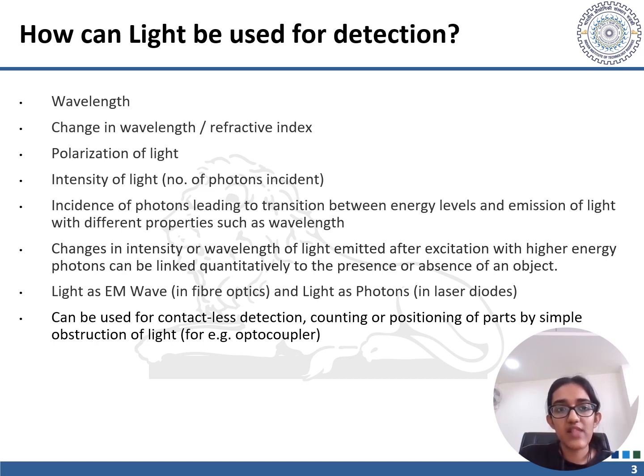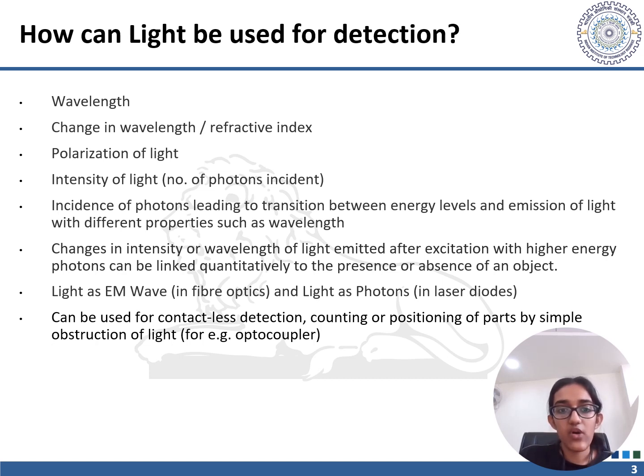So basically, light, as you know, has a dual nature. It can have a particle nature or it can have wave nature. If we consider light as an electromagnetic wave, we can have properties such as polarization or amplitude or frequency, and this is what we exploit using fiber optics, which we will see later in this presentation. We can also consider light's particle nature, that is, light made up of photons, and this can also be exploited using laser diodes or other such devices.